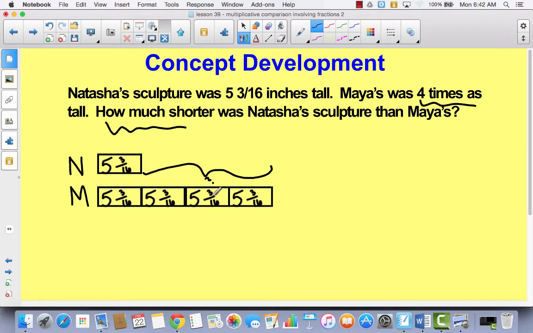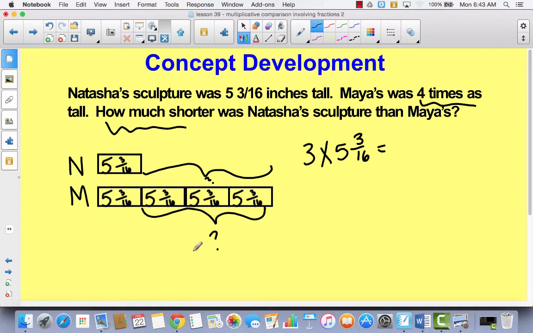Well, there's a couple of ways we can do this. Typically, whenever you hear how much shorter or how much more or how much less, you always think subtraction. So we could solve to find out how tall Maya's sculpture is and then subtract Natasha's. But because all of these numbers are the same, can you look at this model and see how much more there would be in this space right here? Well, I see 5 and 3/16 3 times. So instead of using subtraction, couldn't I just solve for this right here and say 3 times 5 and 3/16? I think that would be a more efficient solution.